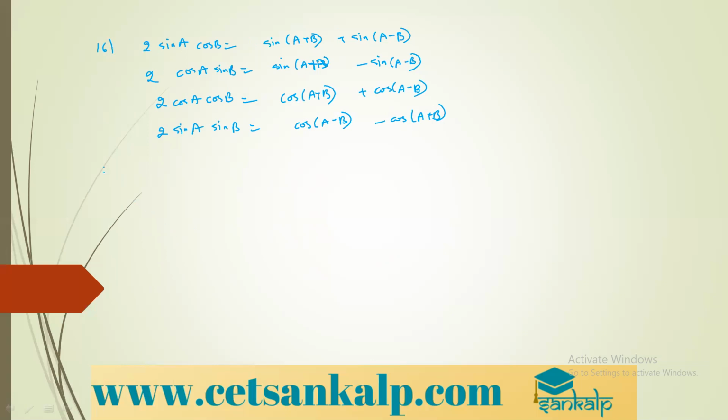Apart from this, there are some product formulas also. Sin C plus sin D is 2 sin C plus D by 2 cos C minus D by 2. Sin C minus sin D is 2 cos C plus D by 2 cos C minus D by 2.